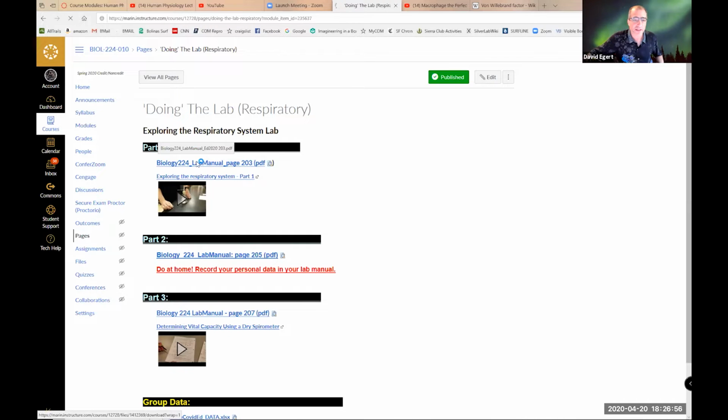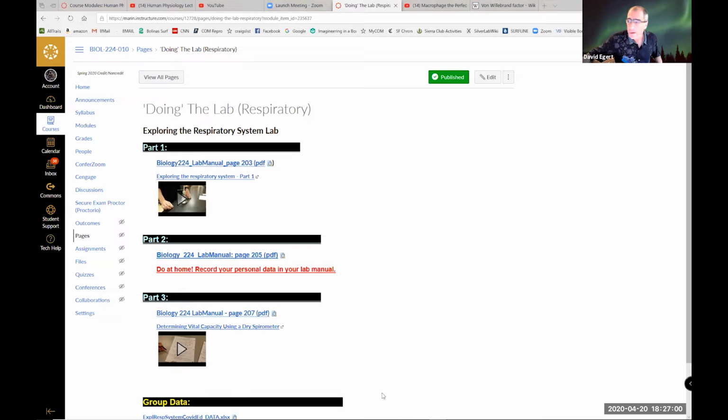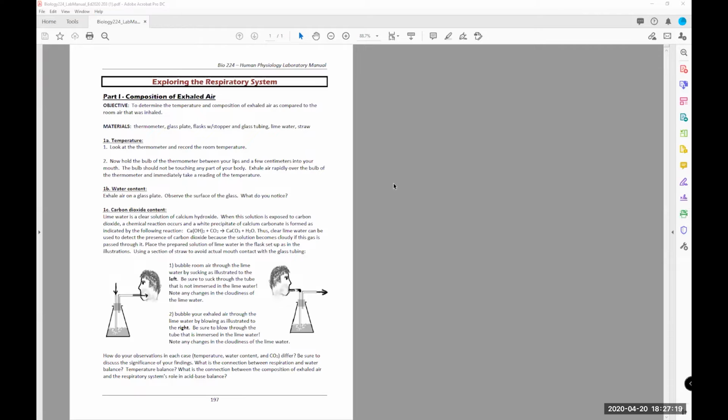Before we go into that, let me share the page. Can you see the Exploring the Respiratory System page here now? Yes. Okay, so this is from your lab manual, just showing what the steps are.